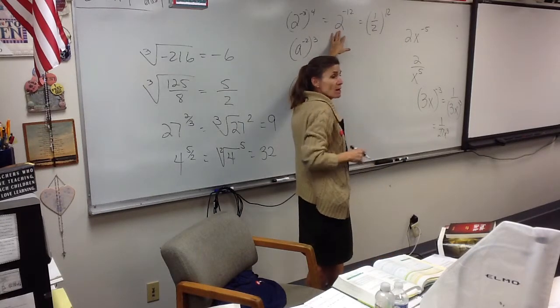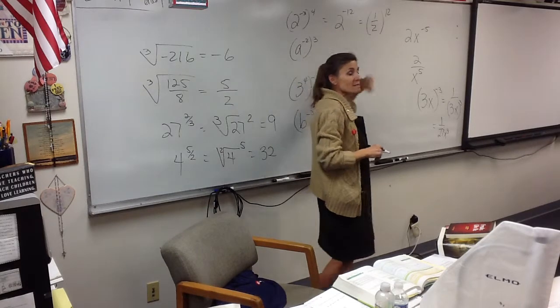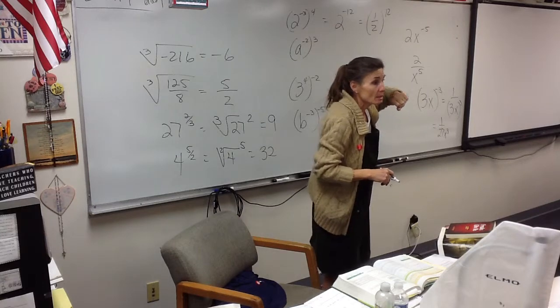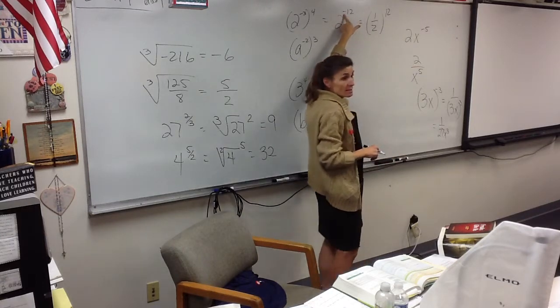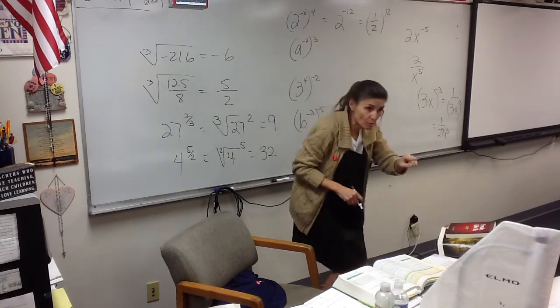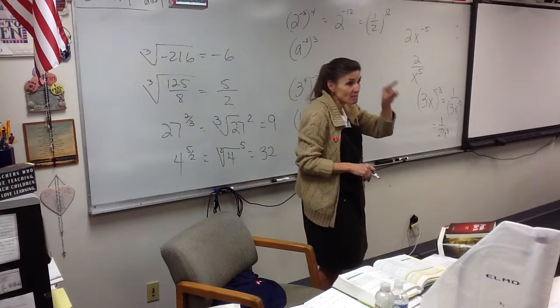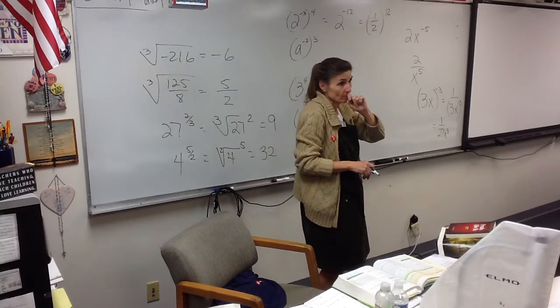Now that's a huge number. I'm not going to make you do that. So you can just leave it 1/2 to the 12th. Why is it 1/2? Because the exponent was negative. And what happens when you have a negative exponent? You go to the denominator.